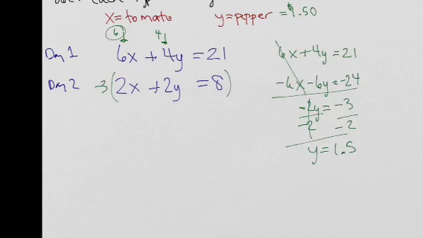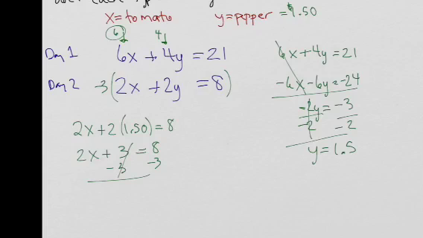And now that we know the price of the pepper plants, we can go back and substitute into either original equation. I'll choose the day 2 equation, and replace the price of the pepper plants with what we now know of $1.50. So if I bought 2 of them at $1.50 each, that was $3 spent on pepper plants, minus that from our total. That means that the 2 tomato plants cost me a total of $5. Divide by 2, and I get x equals 2.5. But again, that's the price of tomato plants.